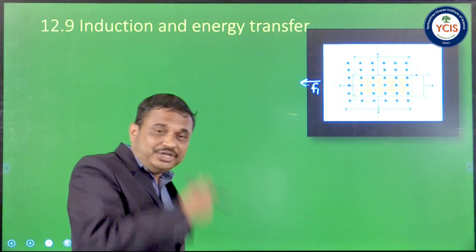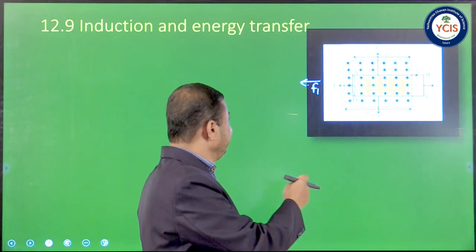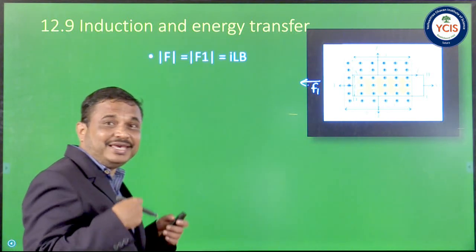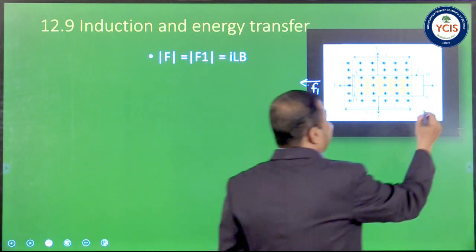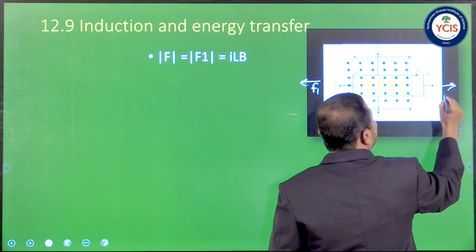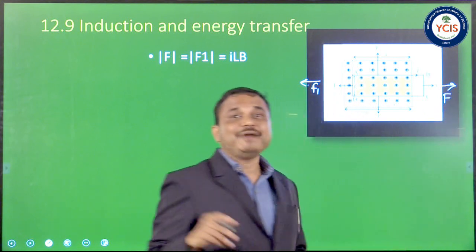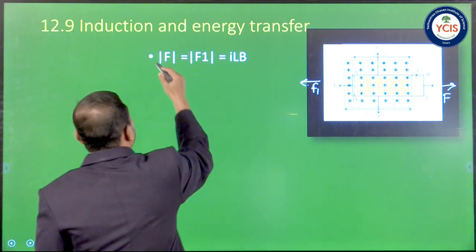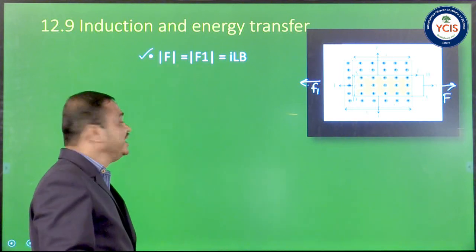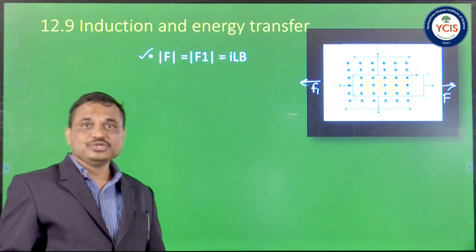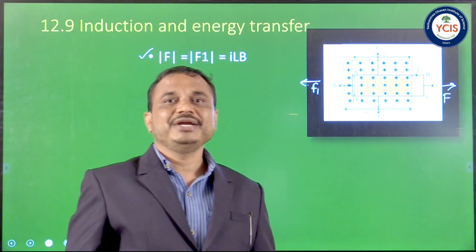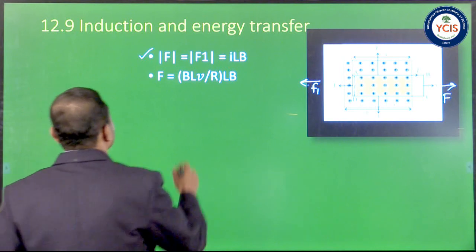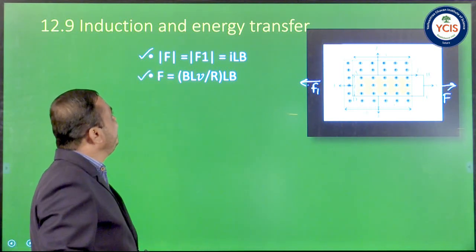To continue the motion of that loop towards the right, we have to apply an external force F on that loop, having the same magnitude as F1 but in the opposite direction. So the magnitude of the external force F equals the magnitude of F1, which is ILB. So we have to supply an external force of magnitude ILB on that loop.